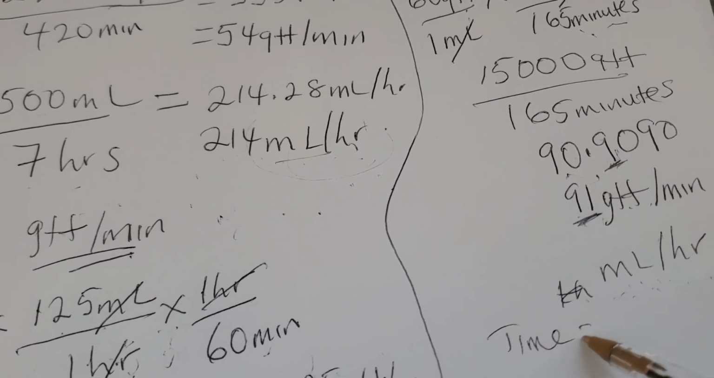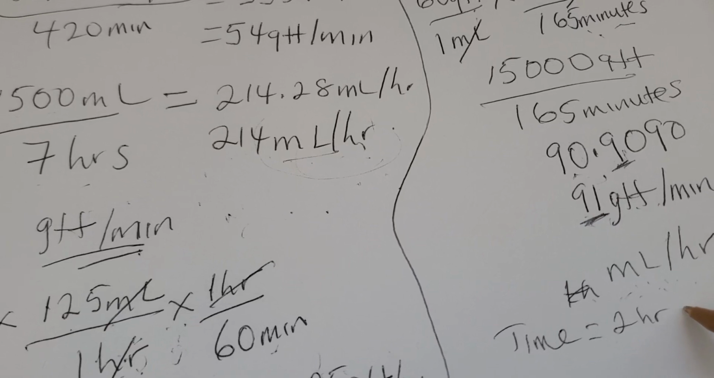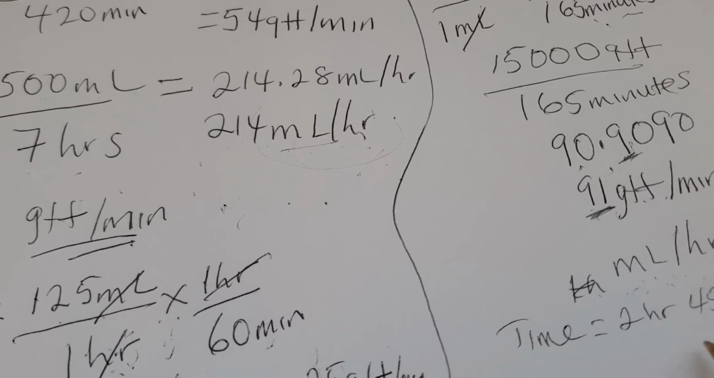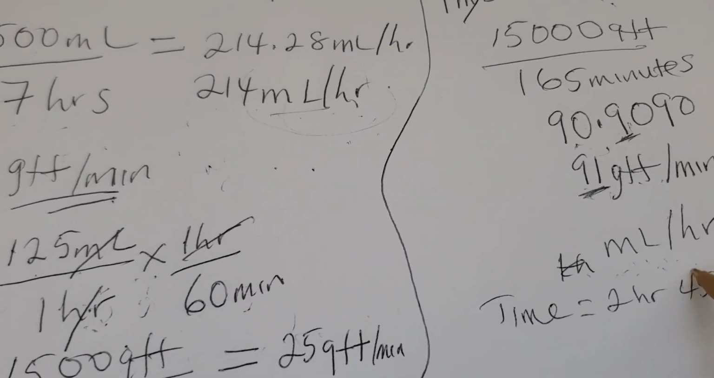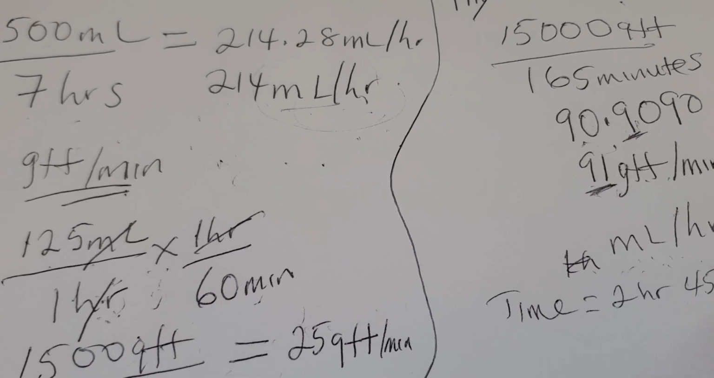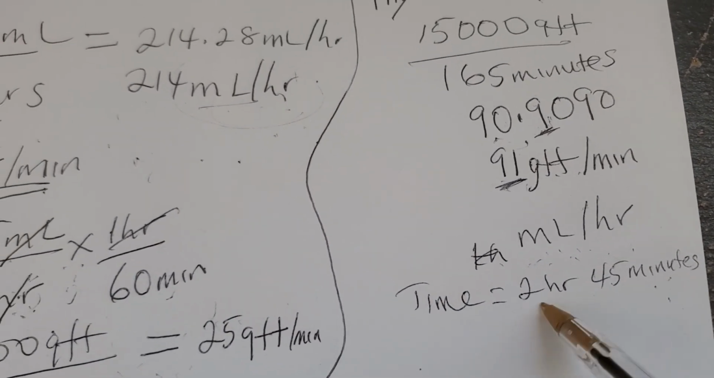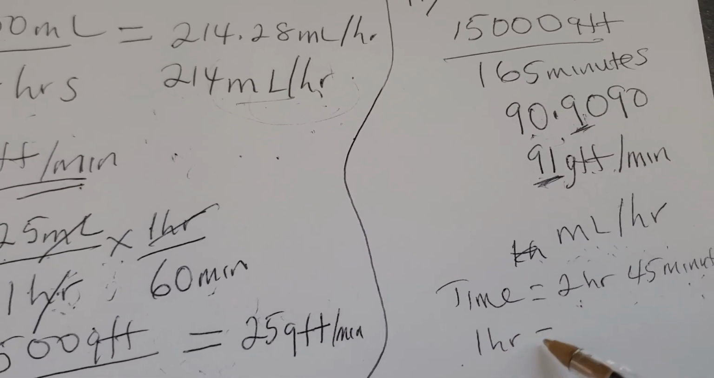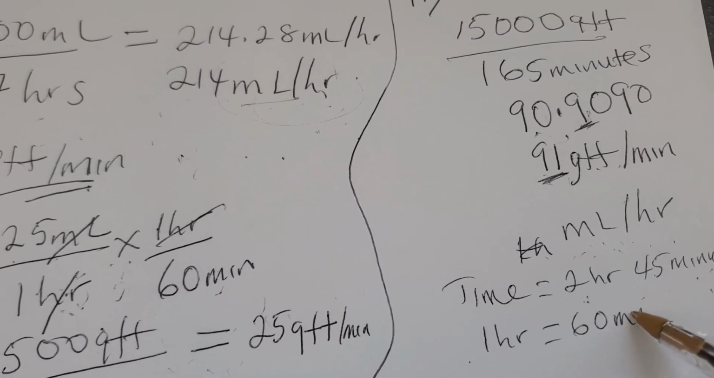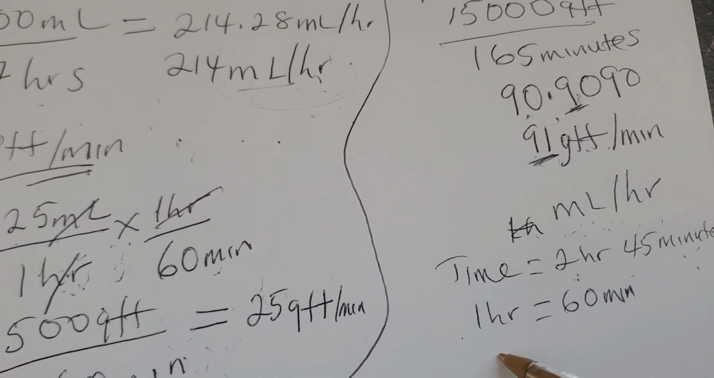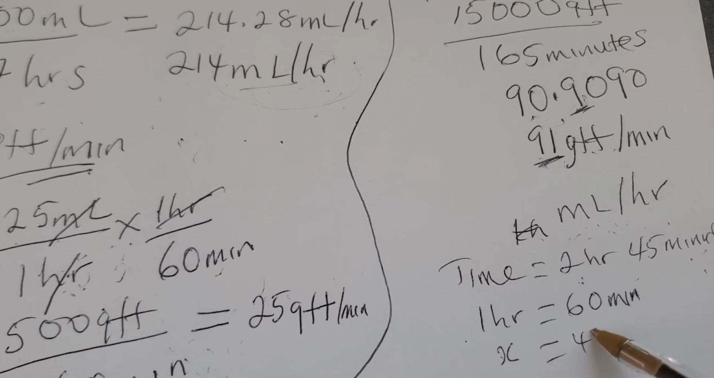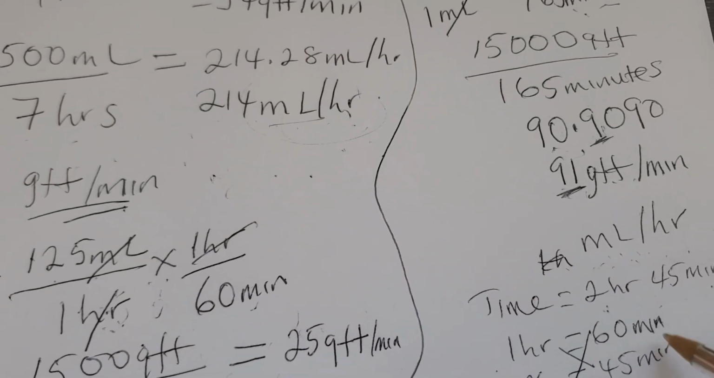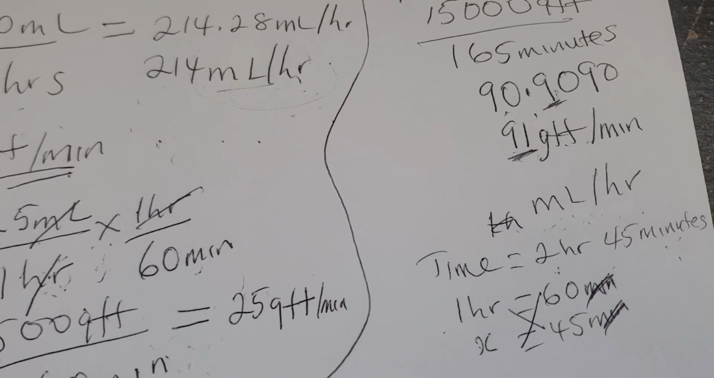Let's deal with the time again. The time is 2 hours and what? 45 minutes, right? Okay, we have to convert this 45 minutes to an hour, and add it to this, to get the total hours. 1 hour is equal to what? 60 minutes, right? Therefore, how many hours will give us 45 minutes? You cross multiply, okay? Minute will cross out minute. So we are done with minute.